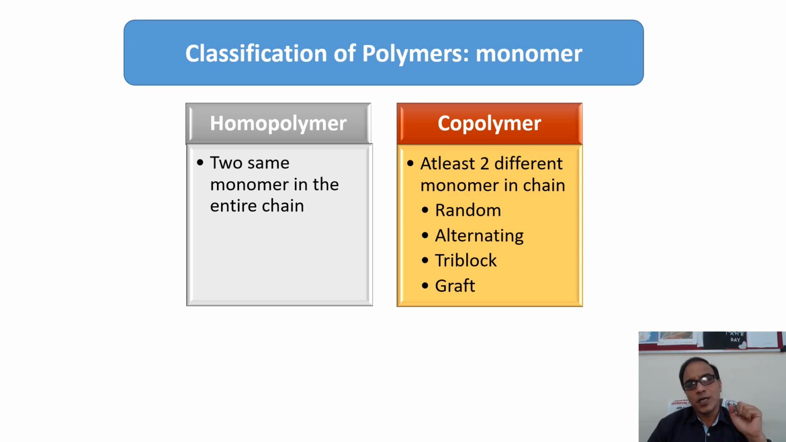Now, on the basis of heterogeneity of monomer, we can classify them in two major classes, homopolymer and copolymer. Homopolymer, as the name suggests, has monomers of the same kind. When the same monomer is there in the entire chain, we call it homopolymer. And copolymer is when at least two different monomers are there in the chain. And these copolymers can be of several types like random, alternating, triblock, and graft. See the examples of each and every subcategory. This you have to learn.